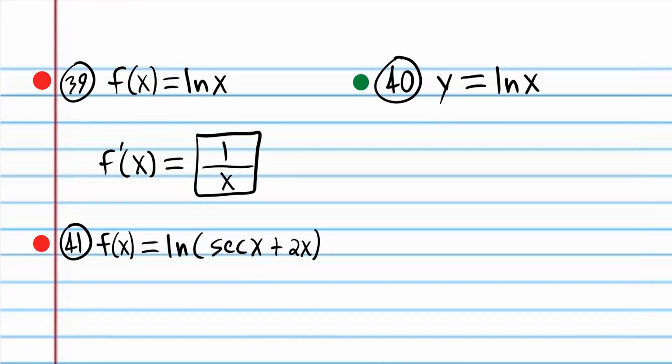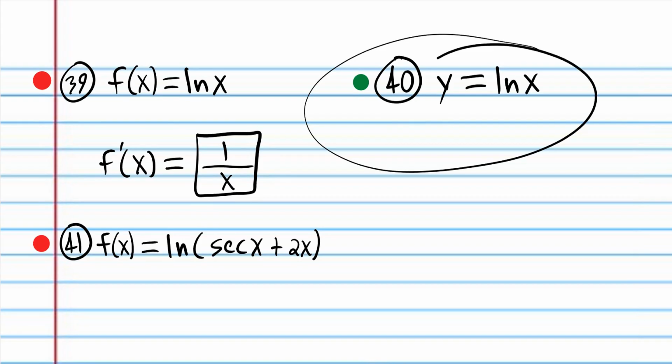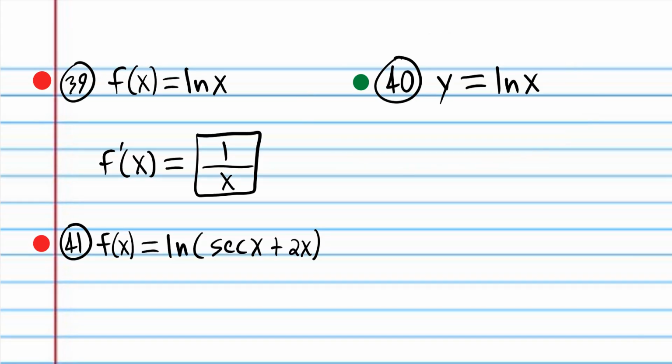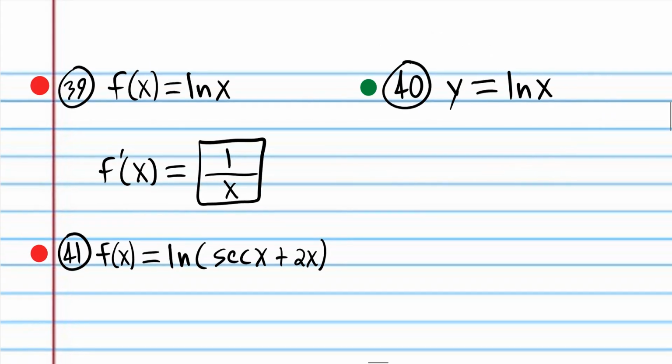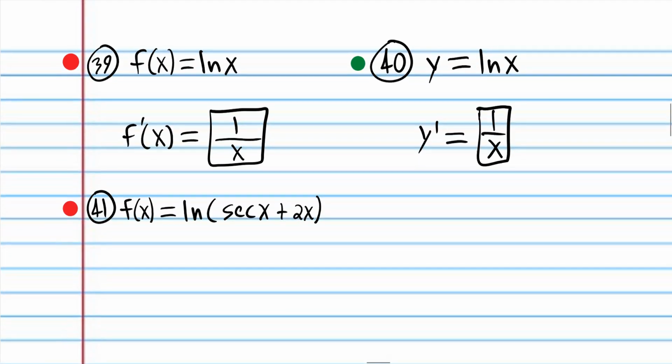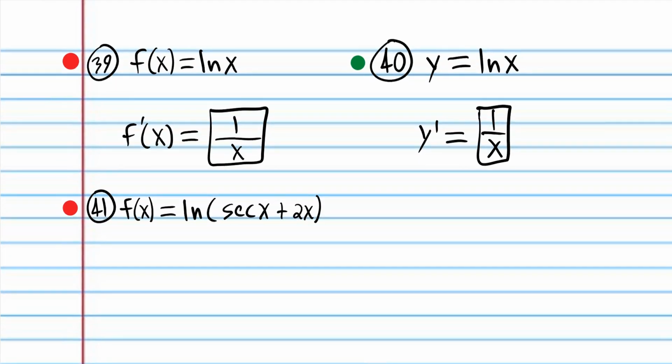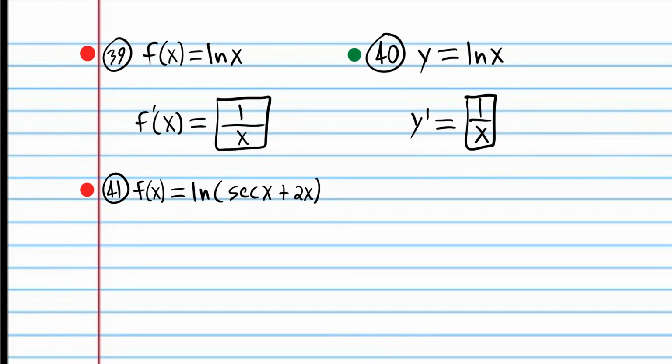So again, I don't want to insult your intelligence here, but unless you do a problem and see for yourself, it's hard to internalize this information. So try number 40. When you come back, we'll do it together. Alright, we're back. If you got 1 over x, correct. Again, I'm not trying to insult your intelligence. I just want you to internalize this.